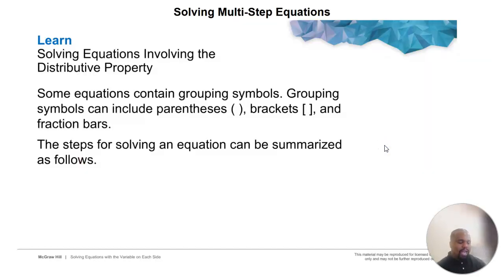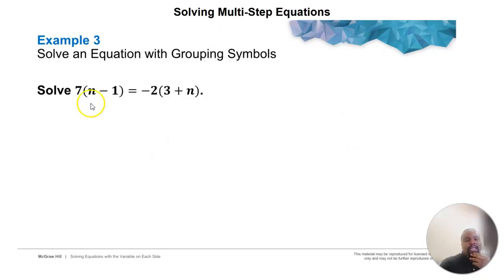All right. Now, using the distributive property, and I already mentioned this, but basically you're taking a number outside the parentheses, multiplying by each number inside of your parentheses. So let's take a look at an example here. We got 7 times n minus 1 in parentheses equals -2 times 3 plus n in parentheses on the right side.